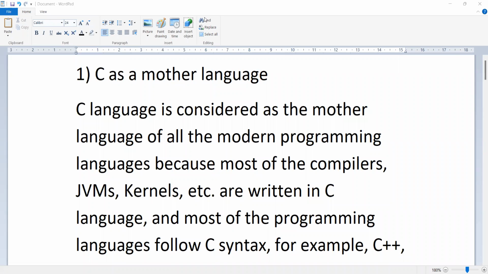Good morning, students. Today's topic is the C programming language. Some of the features of the C programming language are: C as a mother language.